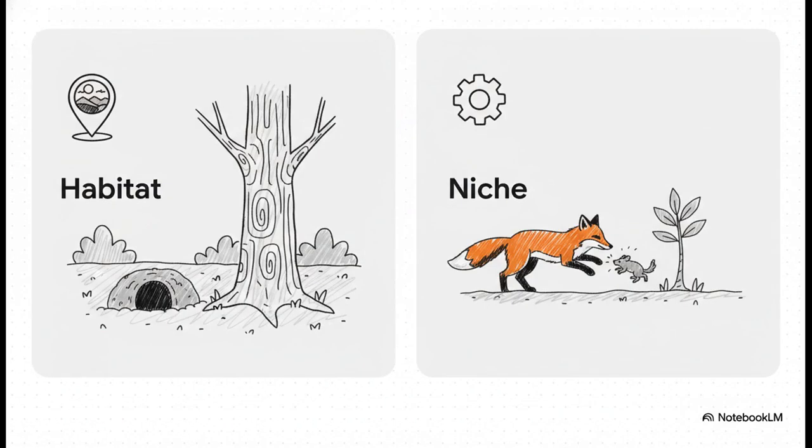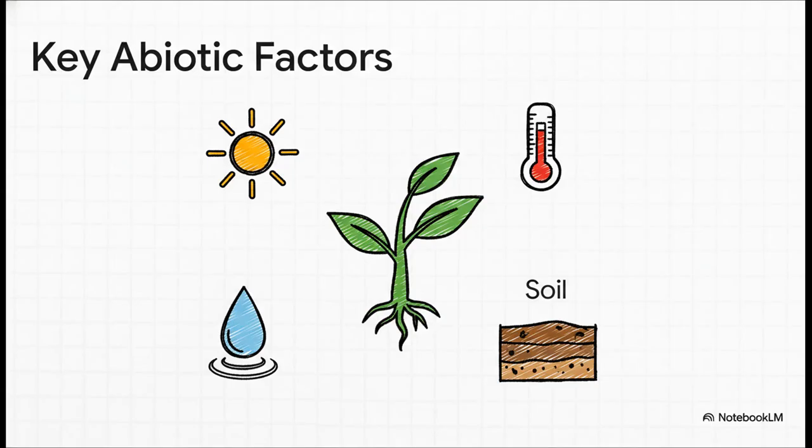To really get a handle on an organism, you gotta know two key things: its habitat and its niche. And here's a great way to think about it. The habitat is its address, the physical place it calls home. But the niche, that's its profession. It's what it does for a living, how it gets food, its whole role in the system. One is where it lives, the other is how it lives. Big difference.